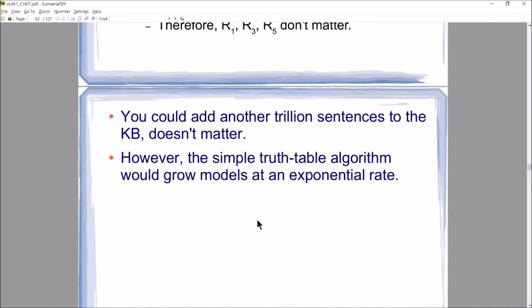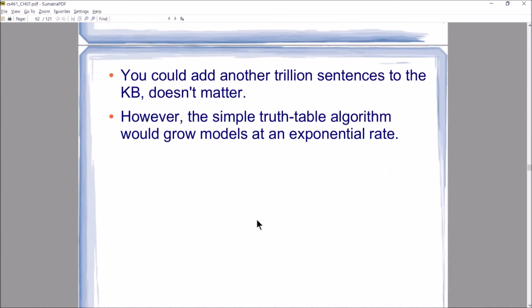Yeah. So we could add billions and billions of sentences to the knowledge base. It just doesn't matter, right? But we'd still only use those sentences that we need to do the proof. Now, with the truth table algorithm, remember when we were examining how the truth table enumeration algorithm worked? Those models would be growing at an exponential rate, because for every sentence that you add to the knowledge base, that's going to make your truth table that much more complicated.